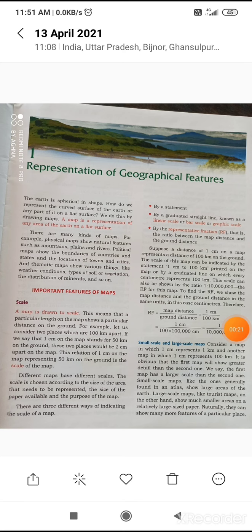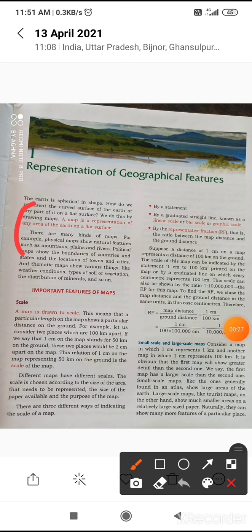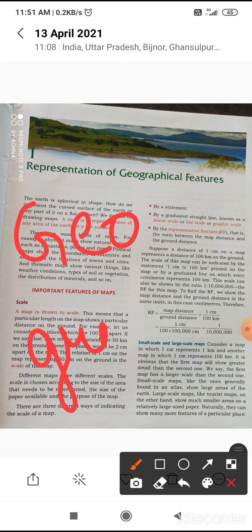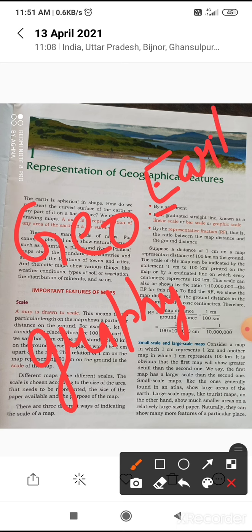So, first of all, I am going to divide geography into two parts. First one is geo and second one is graphy. Geo means earth and graphy means study. So the study of earth is known as geography.